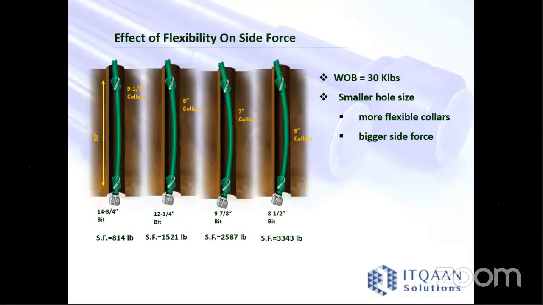Okay, so we will move to another point which will affect the side force, which is the OD of the collar. We have different examples here for 14 3/4, 12 1/4, 9 7/8, and 8 1/2 drill bits with different collar OD. As shown here, in a 14 3/4 bit, we have a 9 1/2 collar. The side force is 814 pounds, and the smaller the OD, the more flexible the collar, which gives a bigger side force.